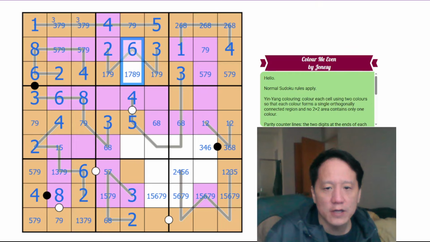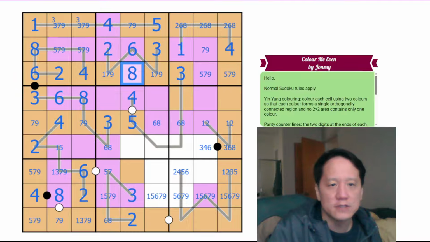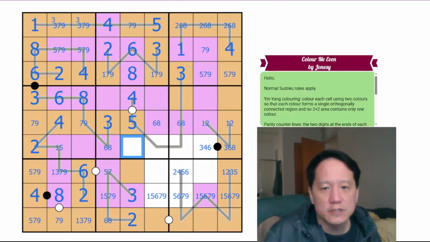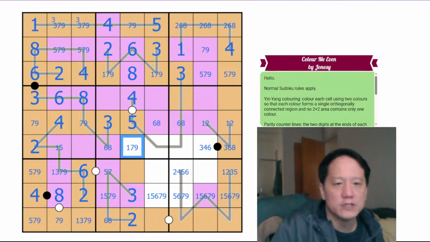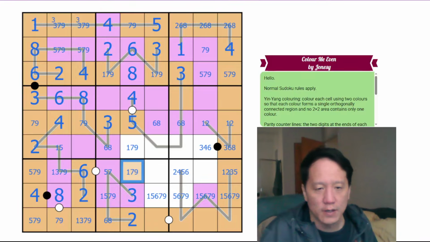Pink has to orthogonally connect, so that's pink. And we have a 179 triplet in box 2, which eliminates 179 in the rest of the box. This can't be 1, 7, or 9, it's 8. Remaining digits in column 5 are 179. Okay.